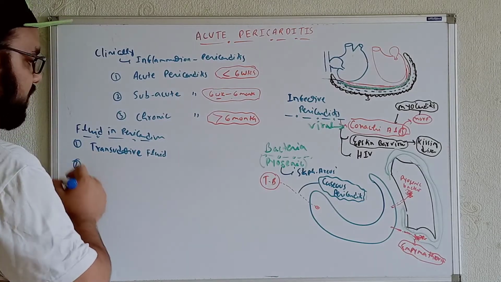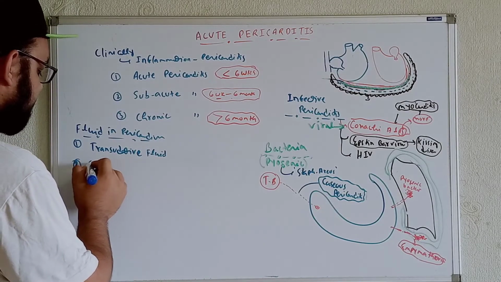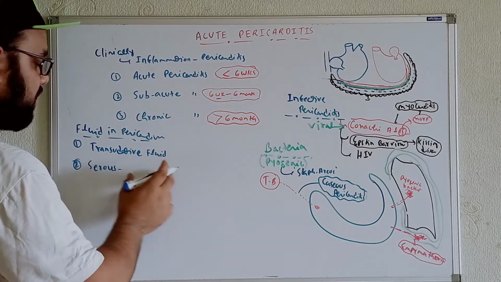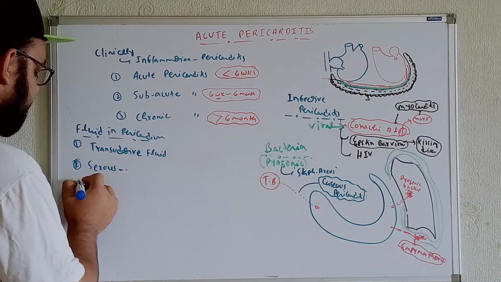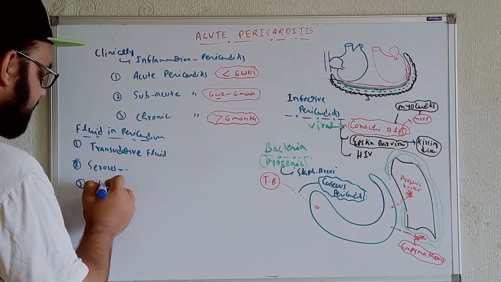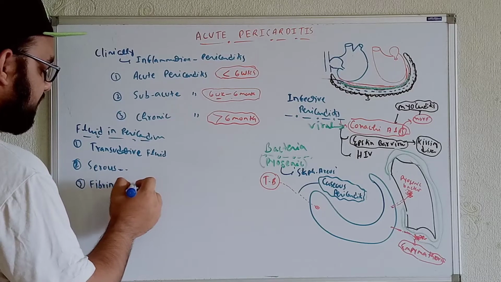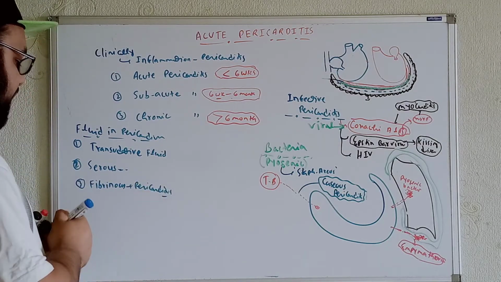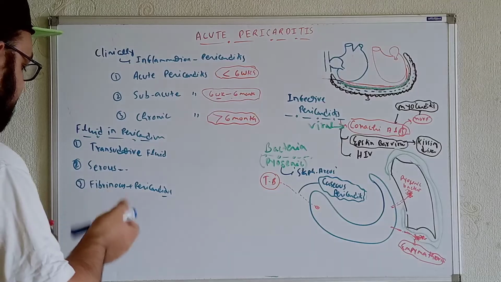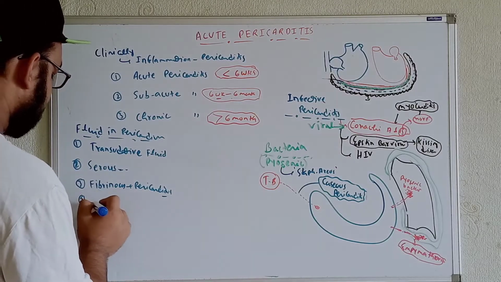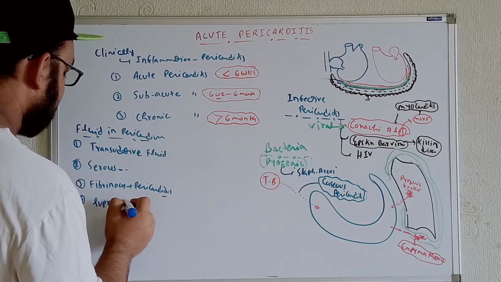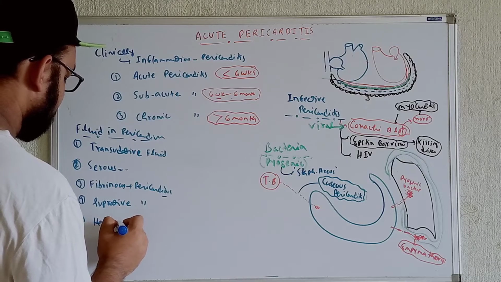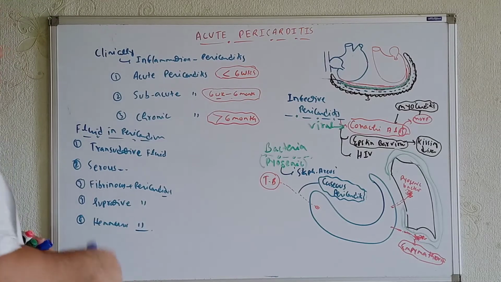Now we can get serous fluid, that can also cause a little bit of pericarditis, it's mild over here. Then we can get fibrinous pericarditis, for the deposition of fibrinous tissue, how it is getting deposited, I will talk in detail. Then we can get suppurative pericarditis, and you can also get hemorrhagic pericarditis. Now we'll talk about all of them in detail.